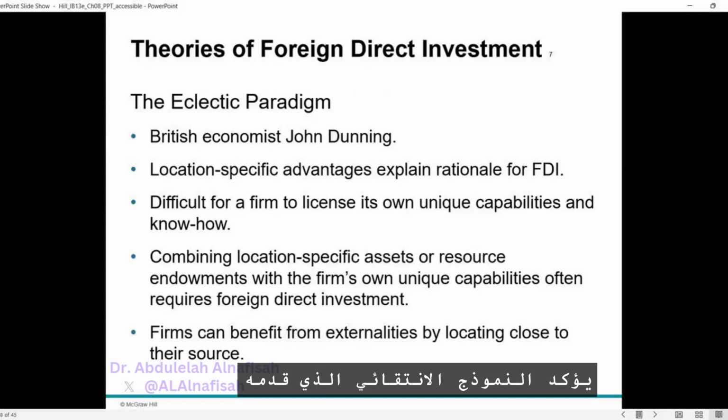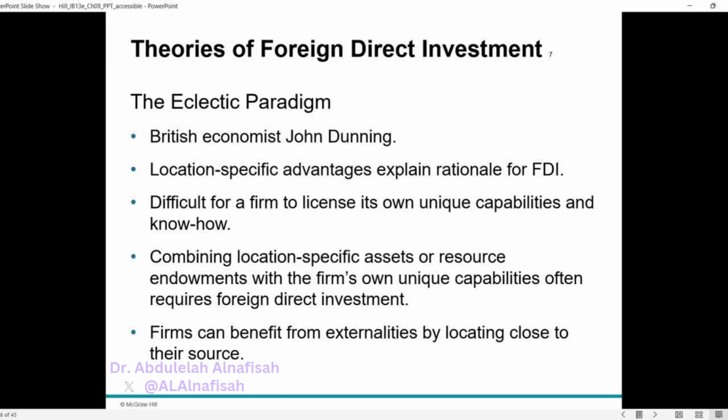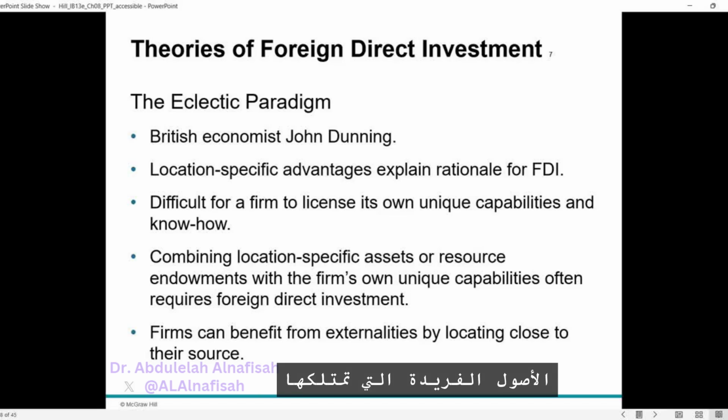John Dunning's eclectic paradigm emphasizes the importance of location-specific advantages in explaining foreign direct investment, FDI. These advantages stem from combining a firm's unique assets with resources in a foreign location that it finds valuable. Dunning argues that licensing unique capabilities is difficult, leading firms to opt for FDI to merge location-specific assets with their own capabilities, necessitating production facilities in those foreign locations. Examples, such as oil reserves or skilled labor, illustrate the need for FDI to leverage specific resources.